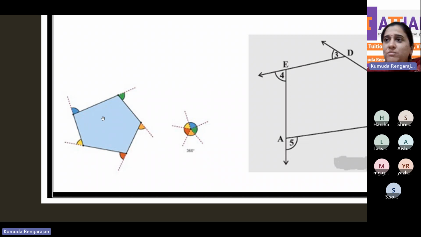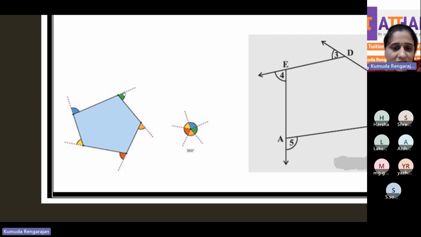So now, the pentagon has 5 sides, 5 interior angles, and 5 exterior angles. You can see them here. The angles in red, blue, green, yellow, and orange are exterior angles. Now, when you cut those pieces and put them together, they'll form a complete angle.